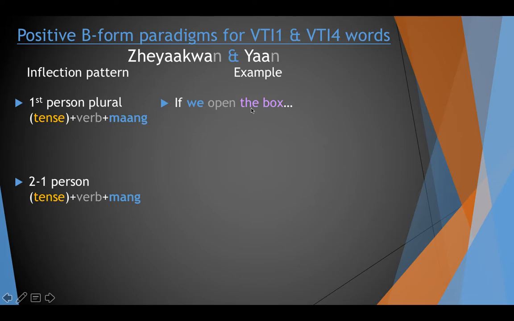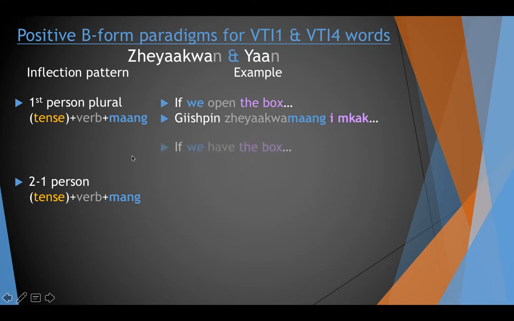So if we open the box. So this is present tense. We can try and figure that out. So our word for if is gishbin. Then we would just go into our verb, jeakwa. And then we replace that end sound with a mong. So jeakwamong. And then the word for the box is imkuk. So gishbin jeakwamong imkuk. Right there.